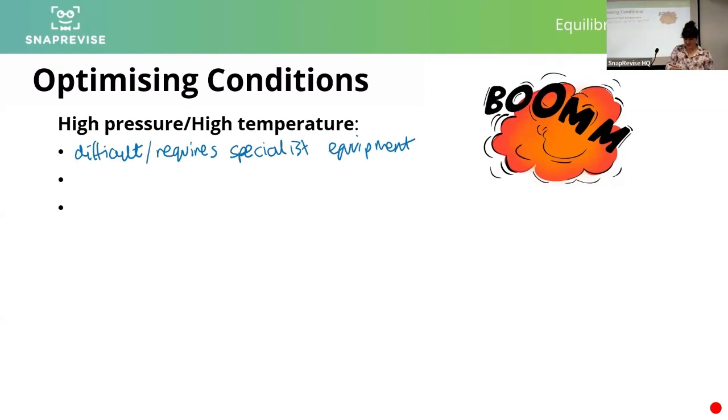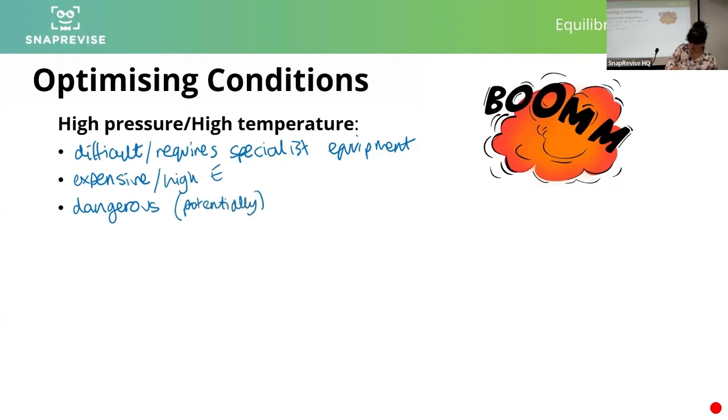Maintaining high pressures and high temperatures can be expensive, with lots of energy and new equipment required. And if there is high energy use, it can be expensive in terms of the power input needed. Also, high temperatures and high pressures can be dangerous. So again, as well as needing new specialist equipment, you can have quite a high risk there. So potentially dangerous.